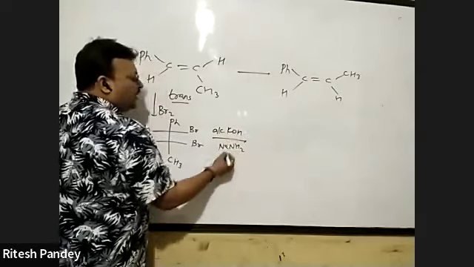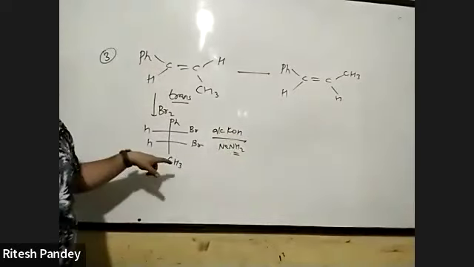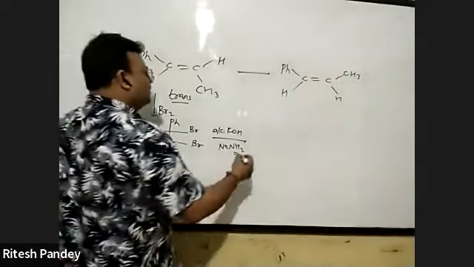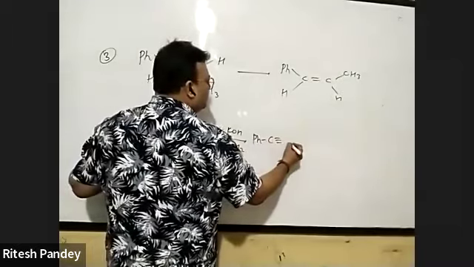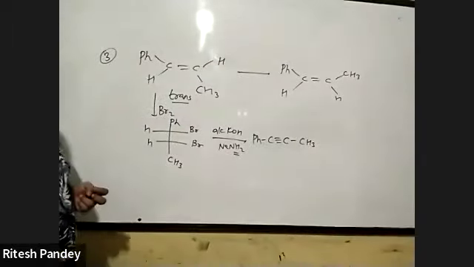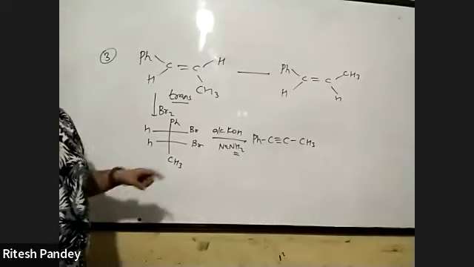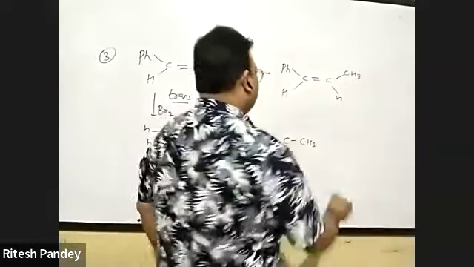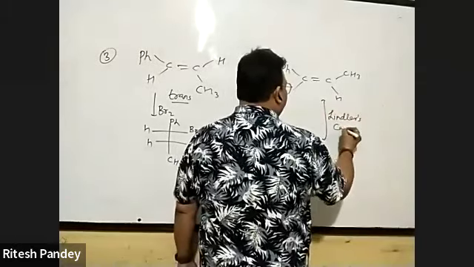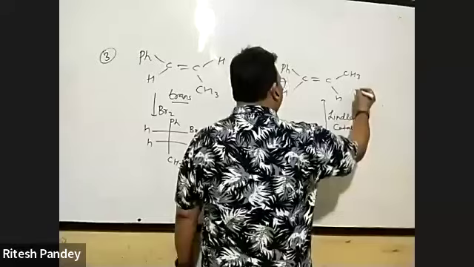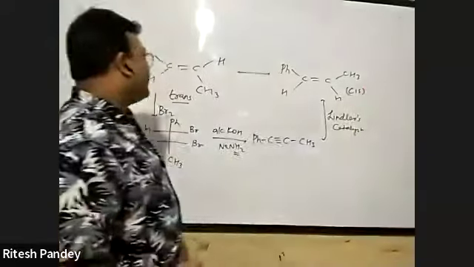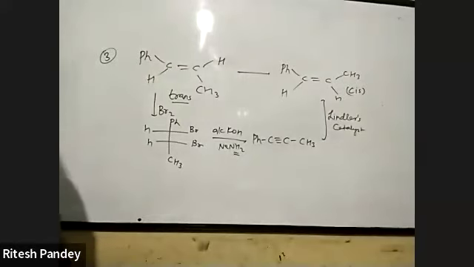From the dihalide, alcoholic KOH and NaNH2 are needed here. A monohalide works with alcoholic KOH, but a dihalide needs NaNH2. You get PhC≡CCH3. Yes or no? And then H2 and Lindlar's catalyst. You'll want to use Lindlar's catalyst, and Lindlar's catalyst will convert an alkyne to a cis alkene.